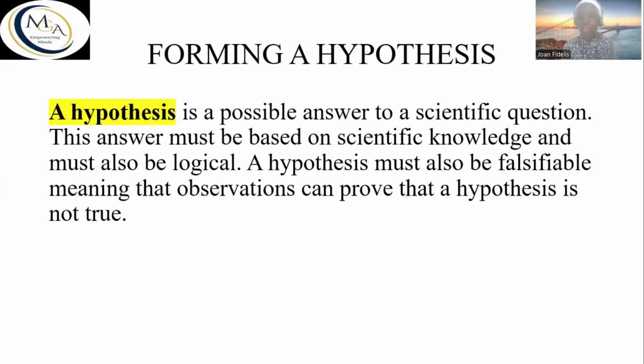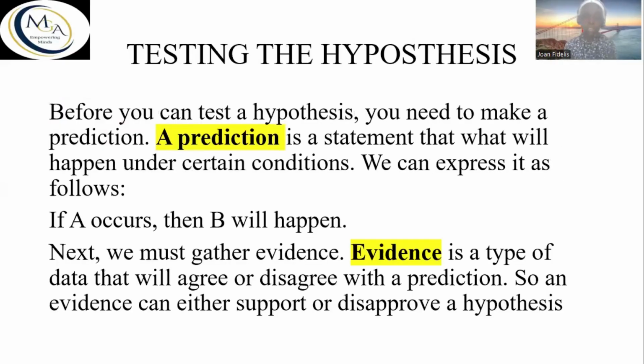This doesn't mean that all your hypotheses should end up being untrue, but a hypothesis should have the probability of being falsifiable, so that the observation can prove that it is not true. So the next step is to test the hypothesis. Okay, so before you test the hypothesis, you need to make a prediction. A prediction is a statement of what will happen under certain conditions.